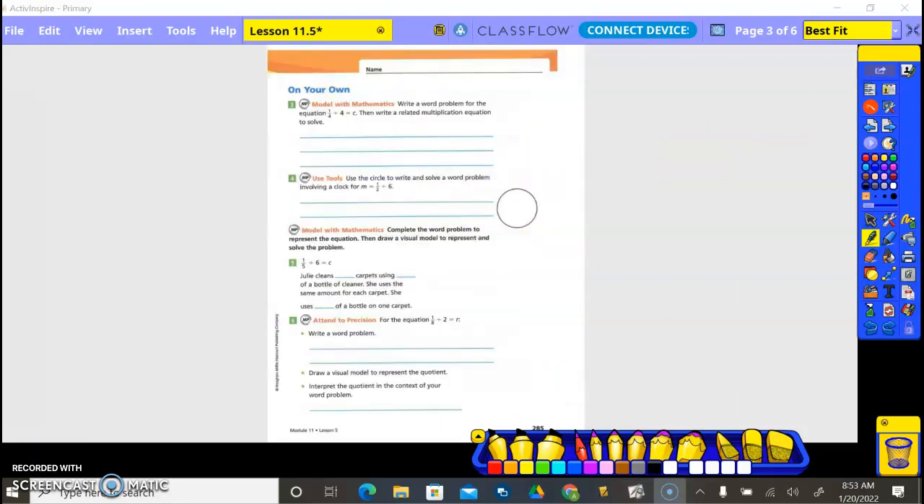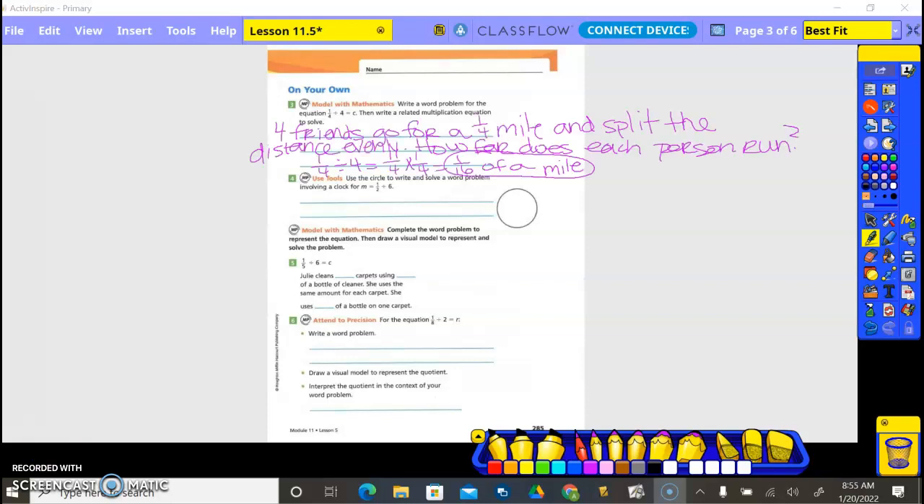On your own, number 3, model with mathematics. Write a word problem for the equation 1/4 divided by 4 equals C. Then write a related multiplication equation to solve. So the word problem we came up with is 4 friends go for a 1/4 mile jog and split the distance evenly. How far does each person run? So we took 1/4 divided by 4, which equals 1/4 times 1/4, which equals 1/16 of a mile.